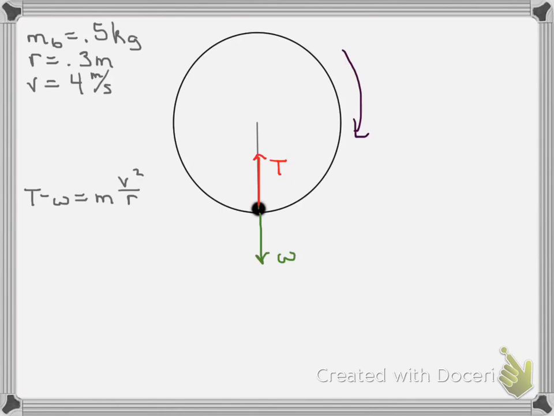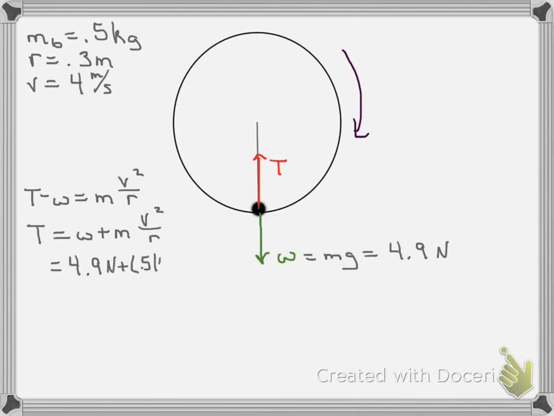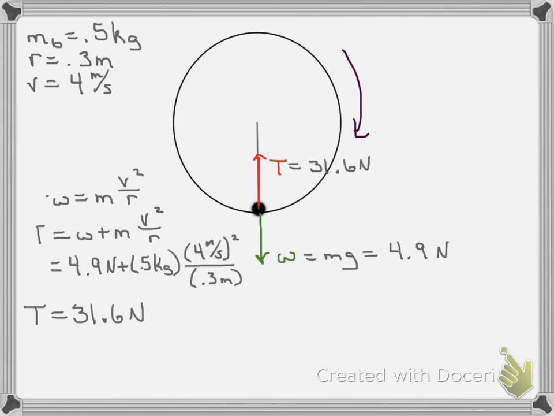So let's solve for the tension force. Tension then equals weight plus m times v squared over r. And you should pause the video here and do the math and see what answer you get and compare it to the answer that comes next, which is 31.6 newtons. So in this case, the tension in the string is 31.6 newtons.